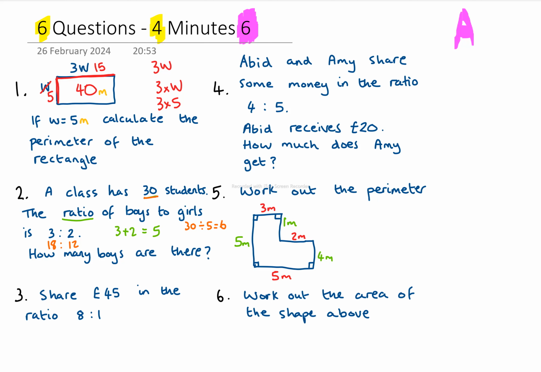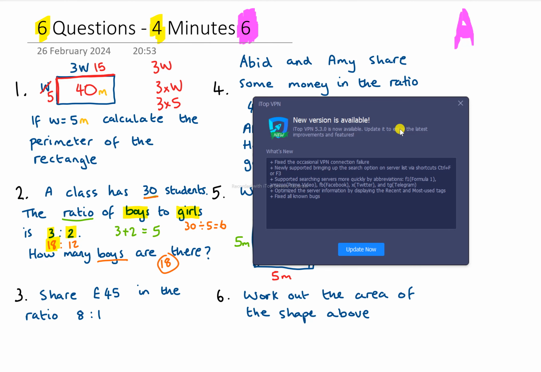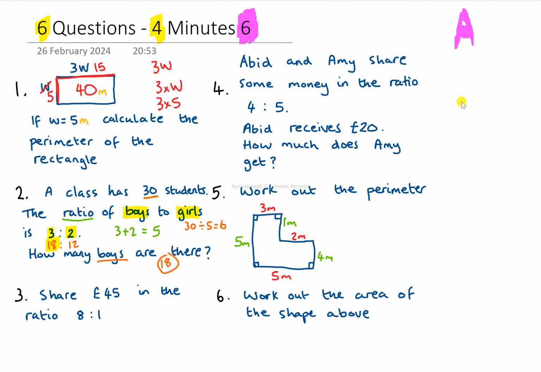So we want to know how many boys there are, and the ratio of boys to girls is 3 to 2. So there's 18 boys. Is that okay? Right.